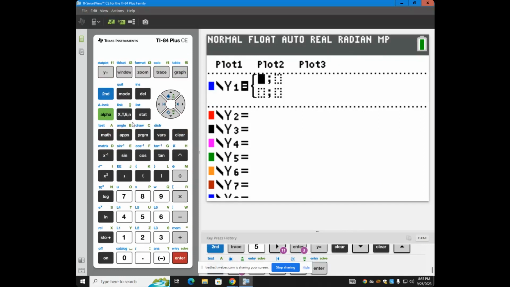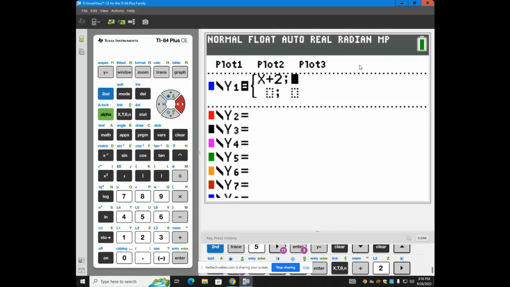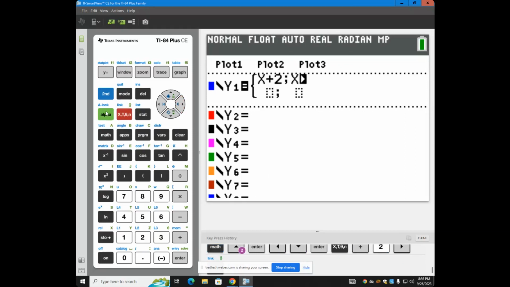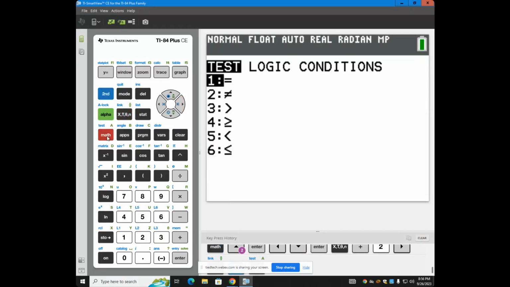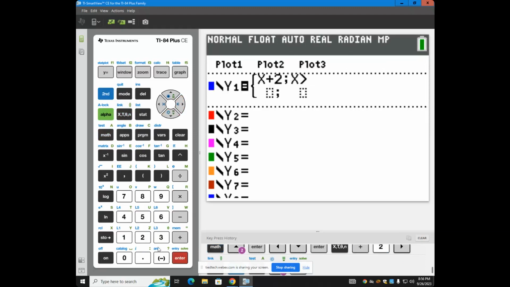So you can put in any rule you want, x plus 2, but then we want to limit the domain. So this is some really great discussion. So you would do it just like Deb said earlier. We want to limit the domain for x. Then we would go to this test feature, second math, and that's where we get our inequalities. Okay, so you can do some things like that, have students start playing with piecewise functions.